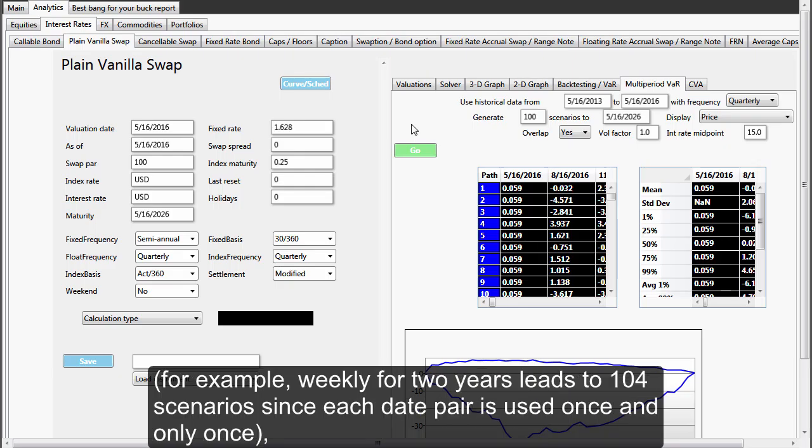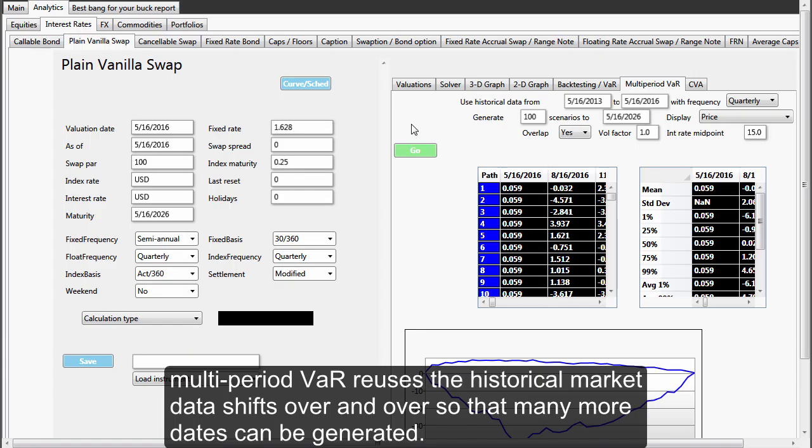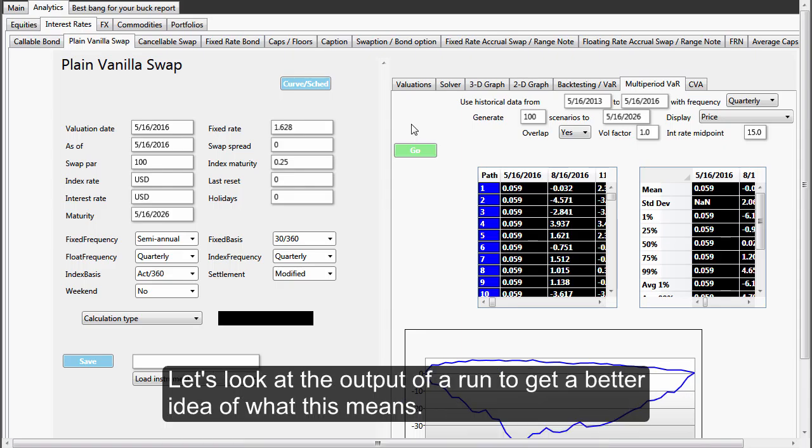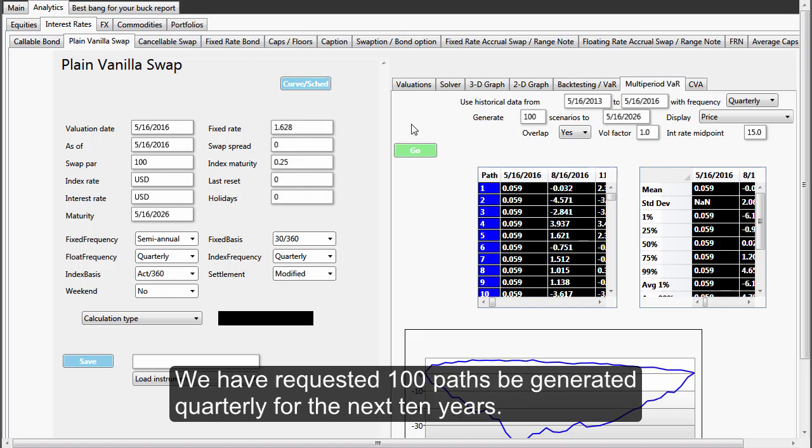For example, weekly for 2 years leads to 104 scenarios, since each date pair is used once and only once. Multi-period VAR reuses the historical market data shifts over and over so that many more dates can be generated. Let's look at the output of a run to get a better idea of what this means.